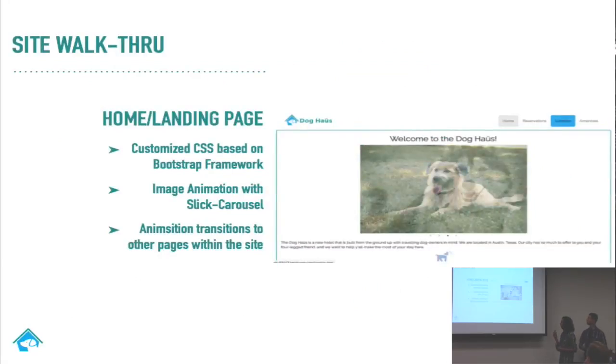So you'll see on the home, the landing page, some of the things we use: CSS Bootstrap, but we did some heavy modifications to it to put the nav bar on. There's hover over events for all the different buttons. On the landing page also, we used the image animation with slick carousel, so the pictures of the dogs will kind of scroll back and forth. And then also animation transitions to other pages within the site, so you can click on another page and it'll do a little animation transition. So yeah.